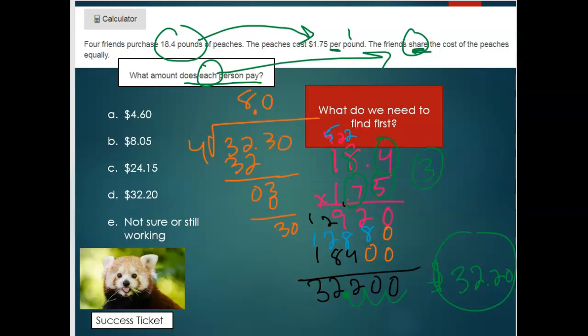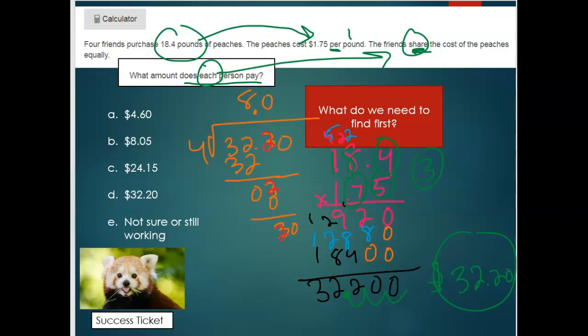Wait, I made a mistake. 3220, not 3230. Whoopsie. Okay, let's backtrack a second. This is 3220. So this step's the same, that step's the same. It's still 4 doesn't fit into 2.